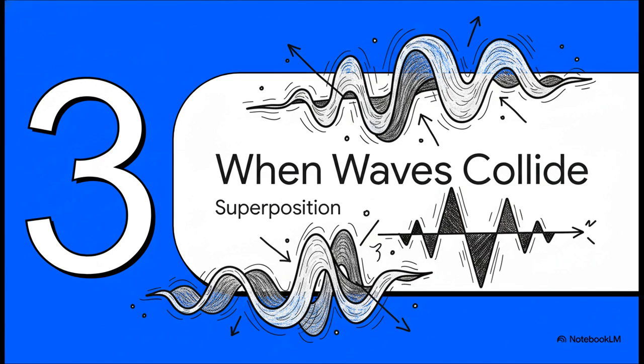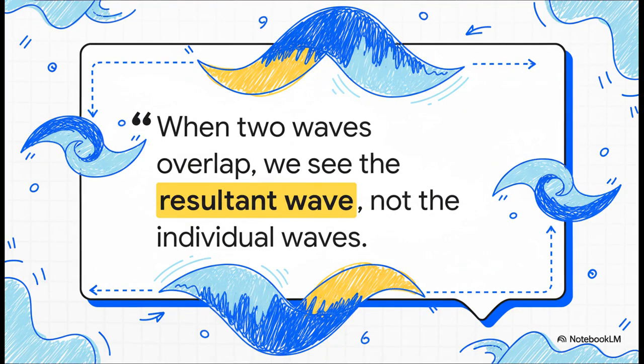Now this is where things get really cool. What happens when two different waves try to be in the same place at the same time? Do they crash, bounce off each other? The answer is called the principle of superposition. The source material actually says it perfectly. When two waves overlap, you just see the results of them adding together.